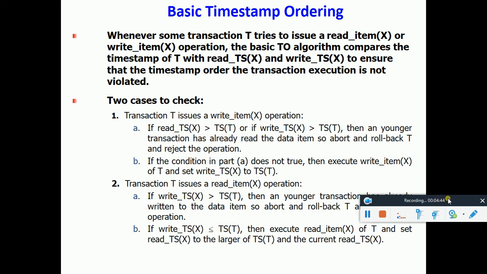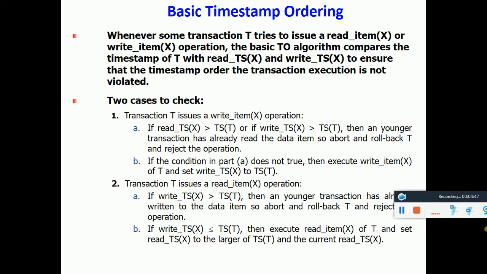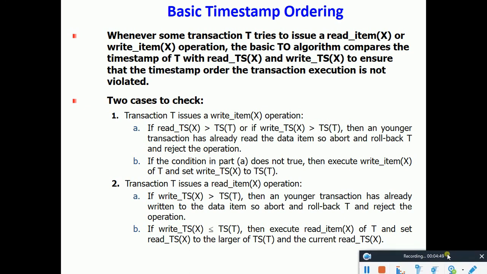In the second case, transaction T issues a read_item(X) operation. Because it is a read operation, we have to check only the write timestamp, because read with read is not in conflict. So the algorithm checks whether write_TS of X is greater than TS of T or not. If it is so, then we have to abort. What does it indicate? It indicates that a transaction T', which is younger than transaction T, has already written that value. In such a scenario, we have to abort this operation and roll back T.